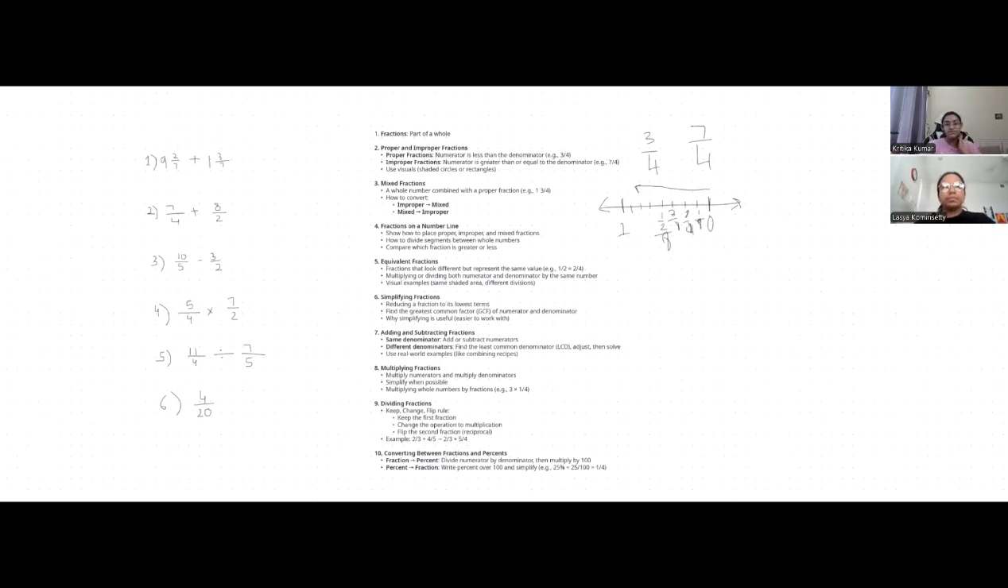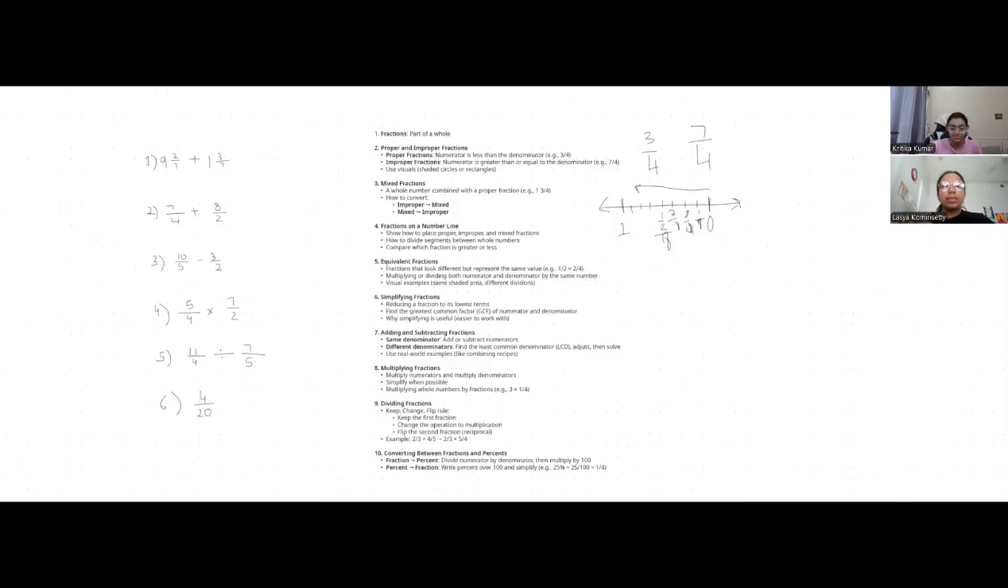So that is all I have for fractions on a number line. And remember, I drew 8 spaces, but usually it's going to be 10, so try to visualize it if it's 10. Now let's move on to equivalent fractions.